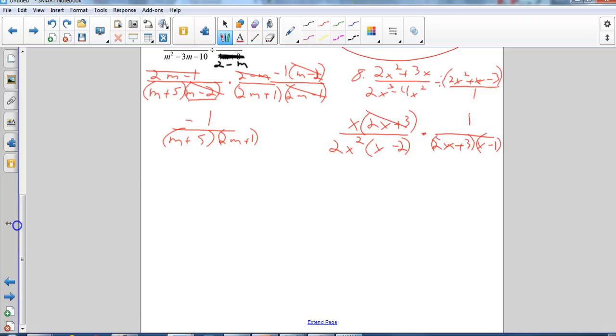The 2x plus 3's will cancel. Over here on the left, x to the 1 can cancel with one of these. So all I'm left with on top is 1 over 2x times x minus 2 times x minus 1. And that's it.